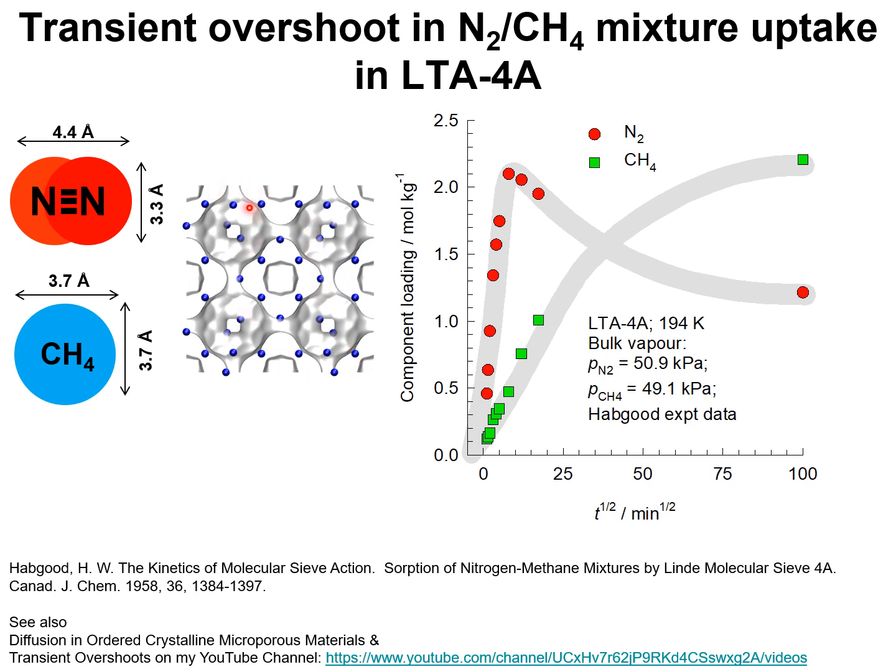LTA4A consists of cages of 11 angstrom in diameter, and each cage is separated from adjacent cages by windows which have an aperture of 4 angstrom, hence the name 4A.